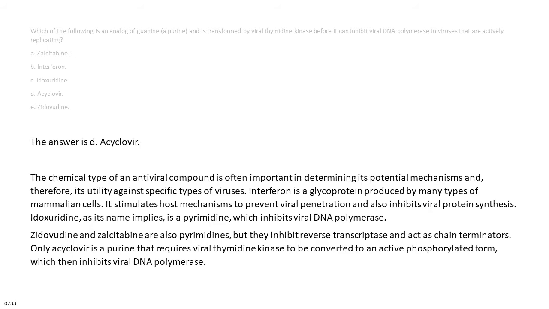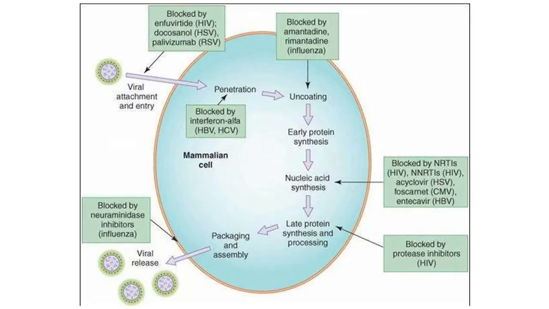Idoxuridine, as its name implies, is a pyrimidine, which inhibits viral DNA polymerase. Zidovudine and zalcitabine are also pyrimidines, but they inhibit reverse transcriptase and act as chain terminators. Only acyclovir is a purine that requires viral thymidine kinase to be converted to an active phosphorylated form, which then inhibits viral DNA polymerase.